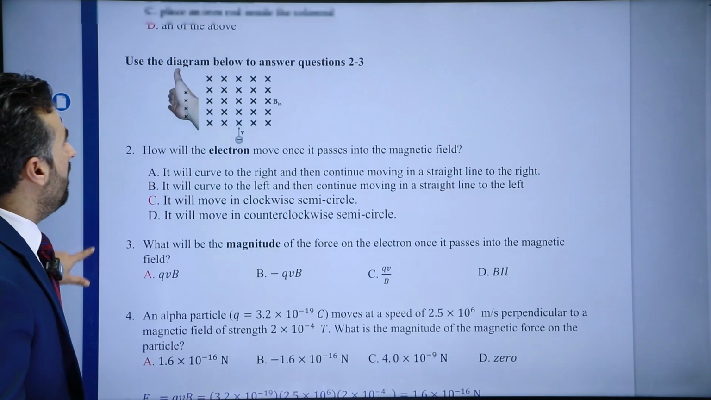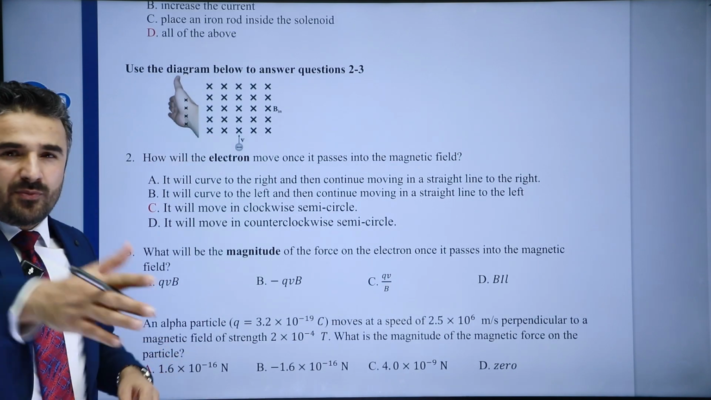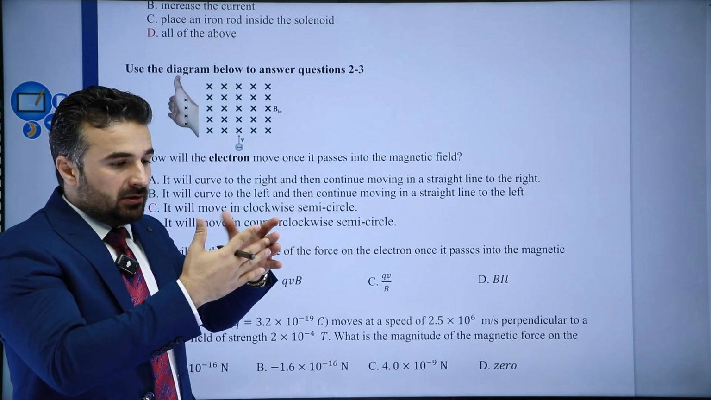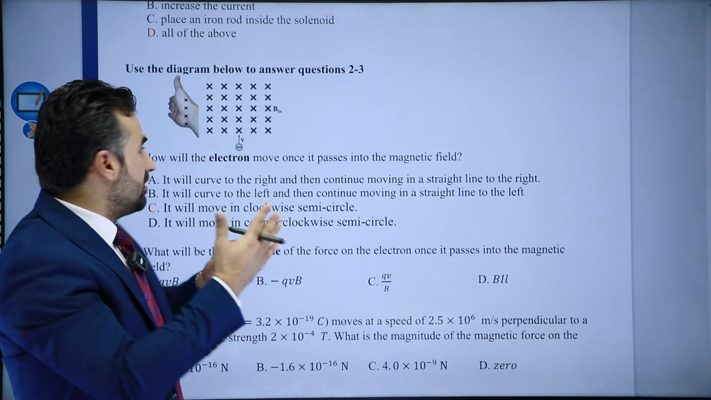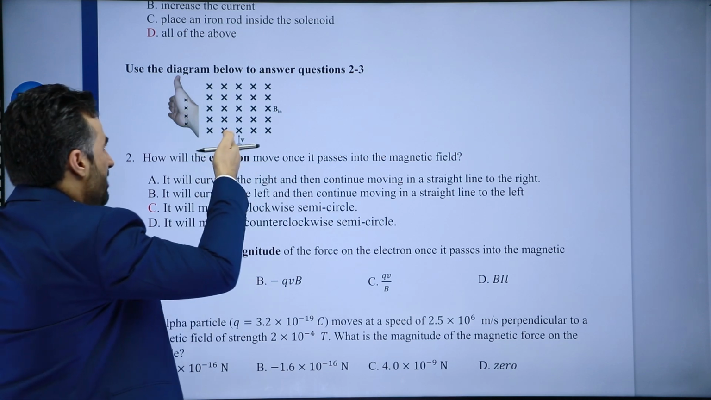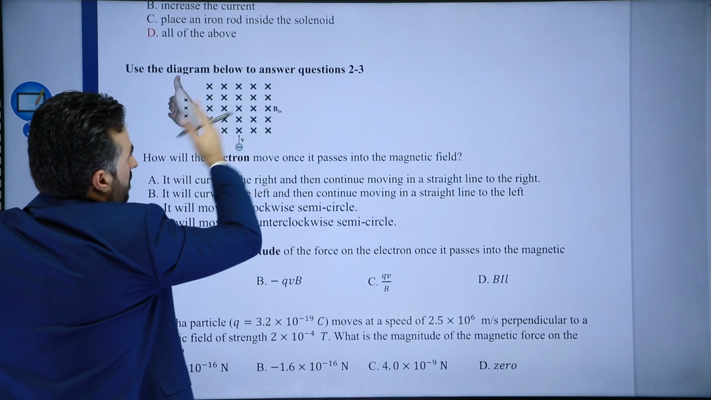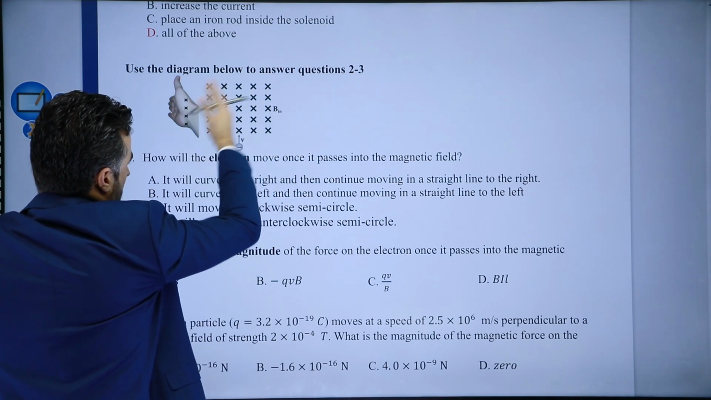Once again, you can see this. Remember, always do this: motion, magnetic field, force on an electron, force on a proton. So here we have an electron, the magnetic field is into the page, and the motion is upward. So you can say the force is to what? To the right, you can say it. So this is basically how it goes.